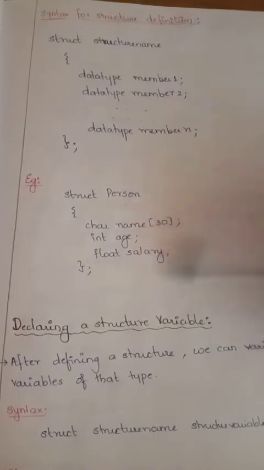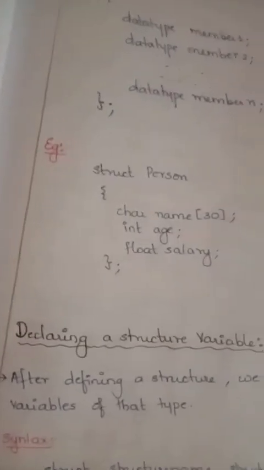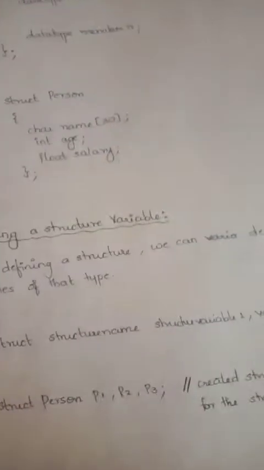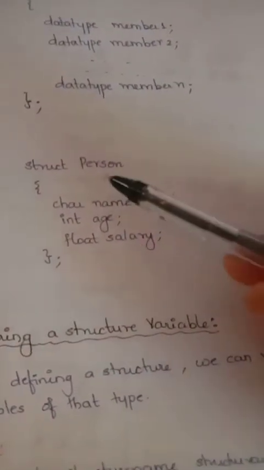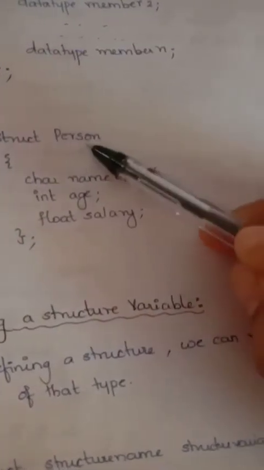Struct person, you are declaring all this. As I said, once you define a structure, there is always a requirement of a structure variable to access these elements. If I want to access name, age or salary, I need to have a structure variable for the structure called person.